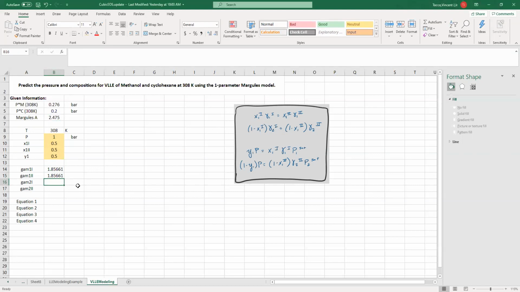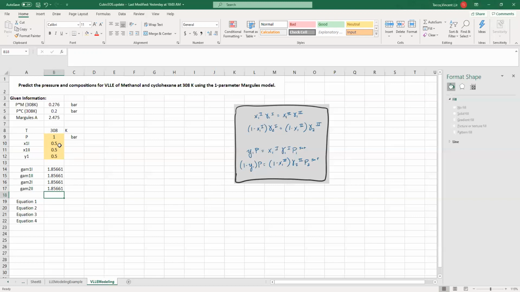Gamma 2 from phase 1 is equal to the exponent of A times x1 from phase 1 squared, and gamma 2 of the liquid is equal to the exponent of A times x2 squared. And these are all going to be the same because I've made an initial guess that was not very smart. Remember, when I have a liquid-liquid equilibrium, I always have two liquid phases. And if I guess the same number for the two liquid phases, then I don't actually have two different phases. I have the same phase.